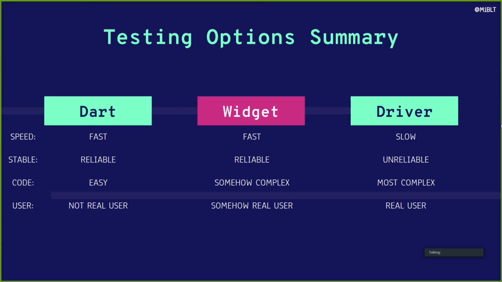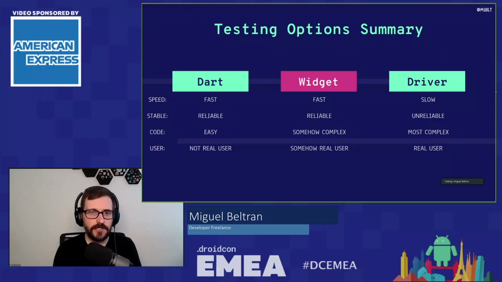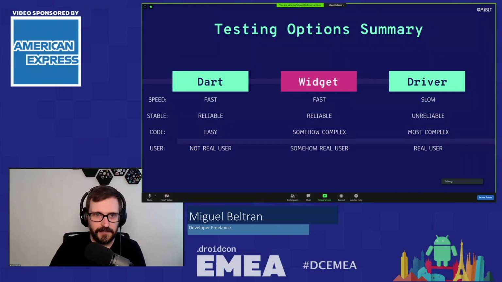And in terms of representing the real user, Dart tests don't really do that. You cannot have user interaction in them. Widget tests are somehow closer because you can have interaction here, but they don't represent the full experience. And driver tests are the closest to the real user that you can be, besides while doing manual testing.